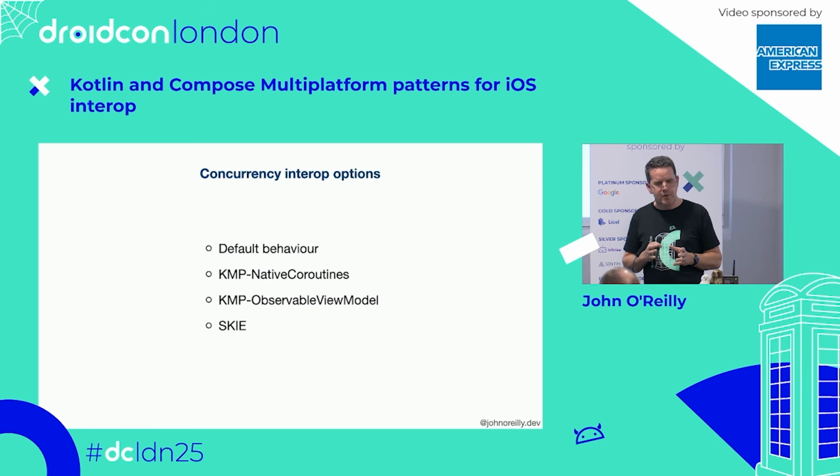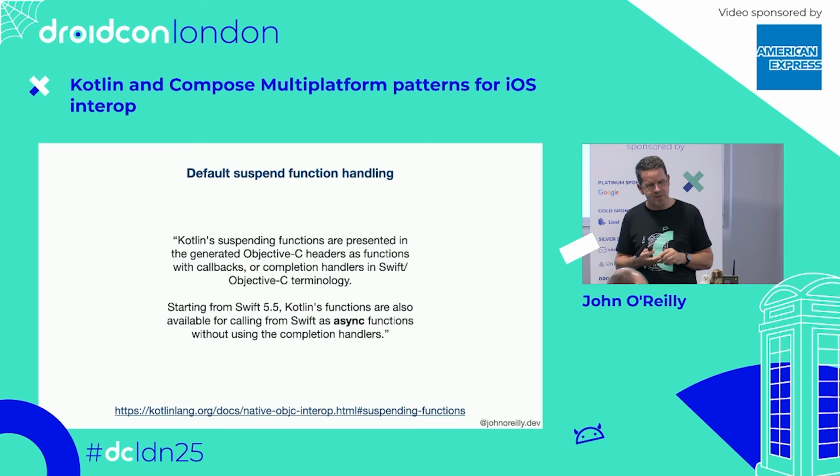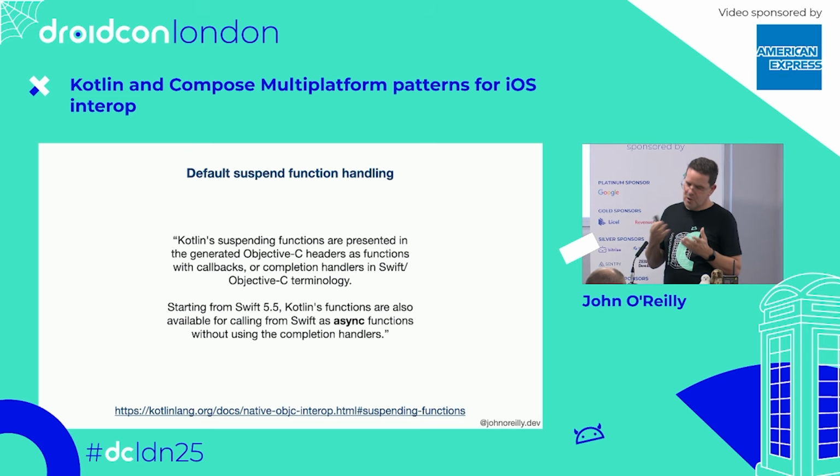Okay, now I'm going to talk about some of the concurrency interop options we have available to us. We'll briefly cover the limited default behavior we get out of the box with Kotlin Native, and then talk about a few third-party solutions that have become established to support this interop. So by default, Kotlin suspend functions are represented as Objective-C methods with completion handlers, or callbacks, which, by the way, can also be called from Swift as async functions since Swift 5.5. These do have some limitations, though, such as, for example, the fact that cancellations are not propagated. Not going to focus too much on this approach, as there's third-party solutions that are generally used these days to provide concurrency interop, as we'll see shortly.